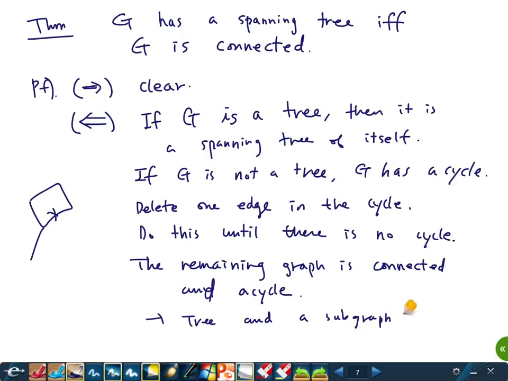Why is this a subgraph of G? Because we started with G and then we just deleted edges from G. So it is a subgraph, and a tree that contains all vertices, a spanning tree. We just created a spanning tree. So that's it. Actually, it's quite easy: just start with G and delete edges one at a time so that it's still connected. Eventually, we'll end up getting a spanning tree.